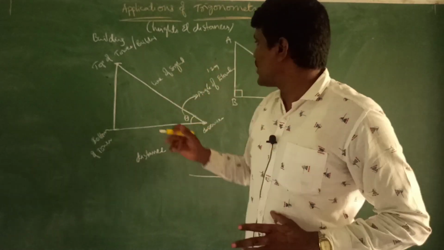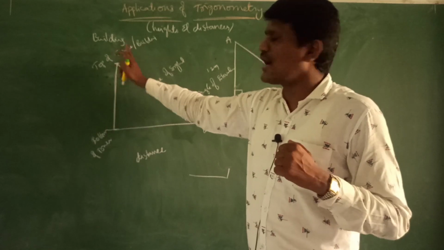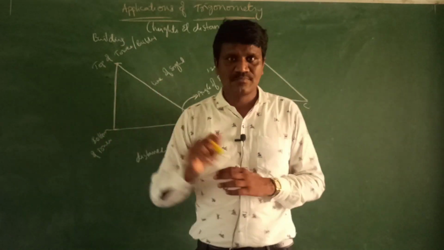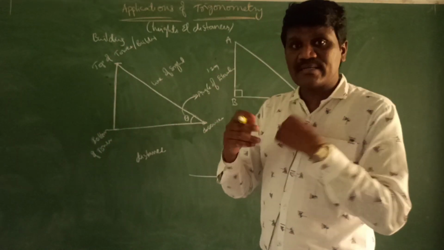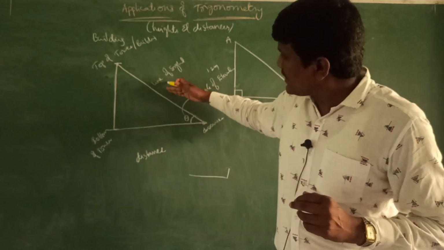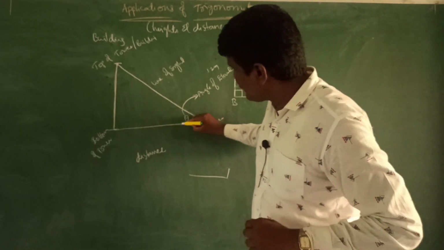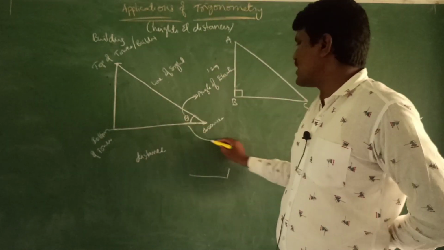So these are the important points: line of sight, angle of elevation, distance, top of the tower and bottom of the tower. Okay students, now here one point can be asked: the angle between the line of sight and the distance, or in fact this line we call the horizontal line.